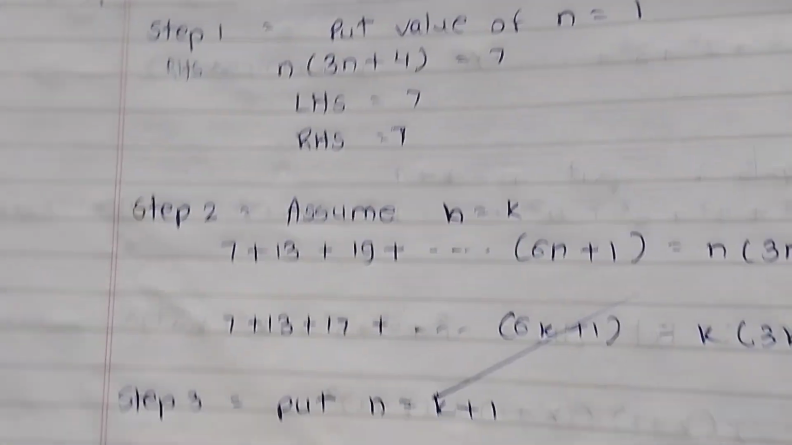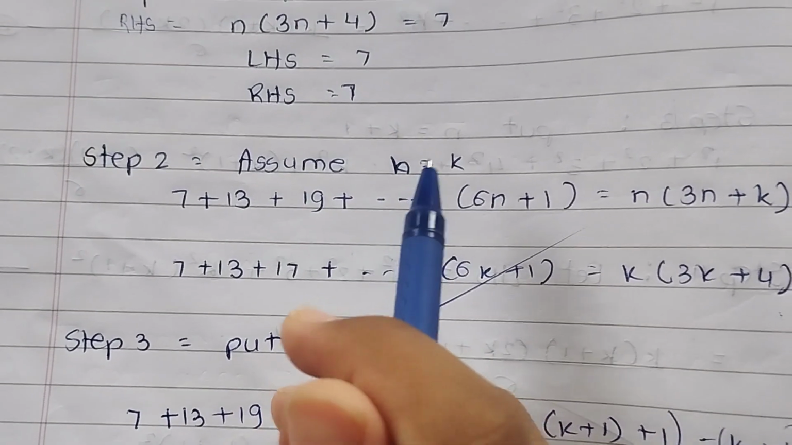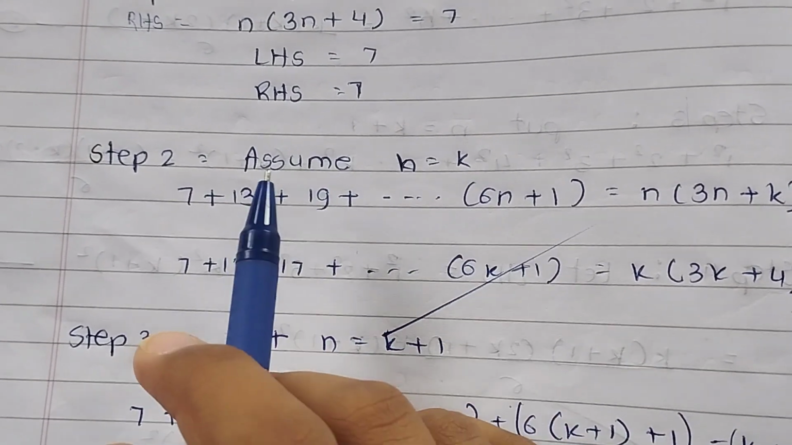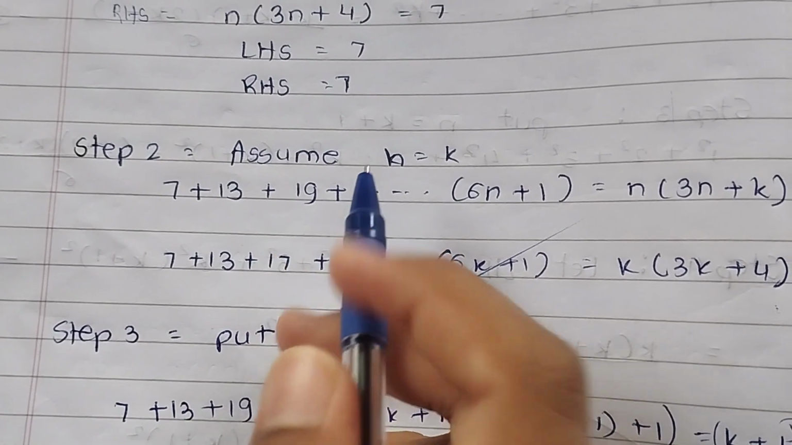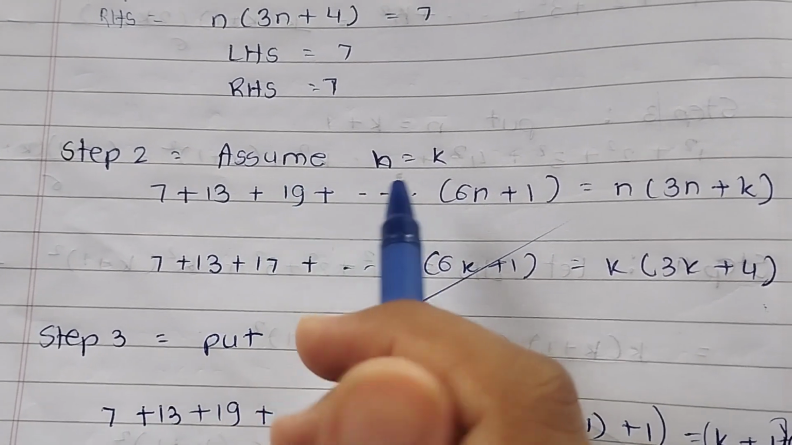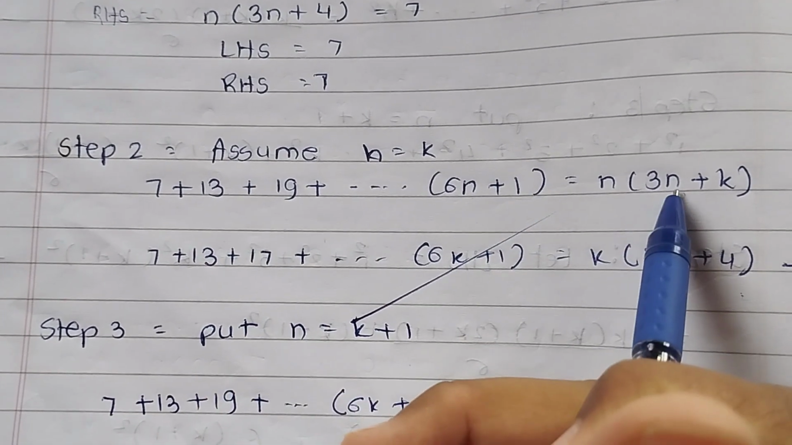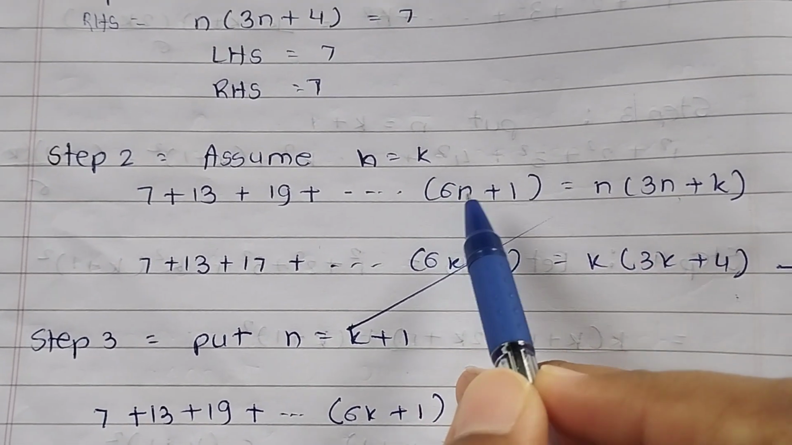Now we move to the second step. In the second step we only put n is equal to k, and there is no need to prove anything for n is equal to k. This is where we convert the nth term into the kth term. So this is the LHS, this is the RHS. We only put k instead of n.